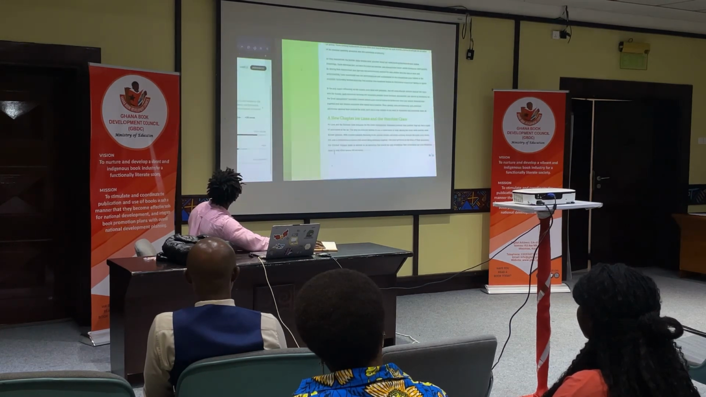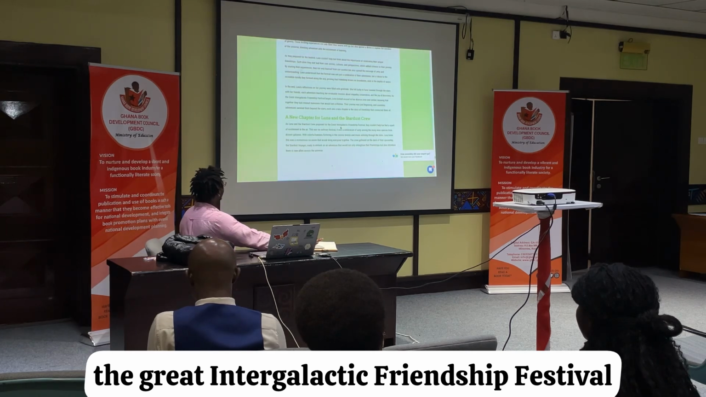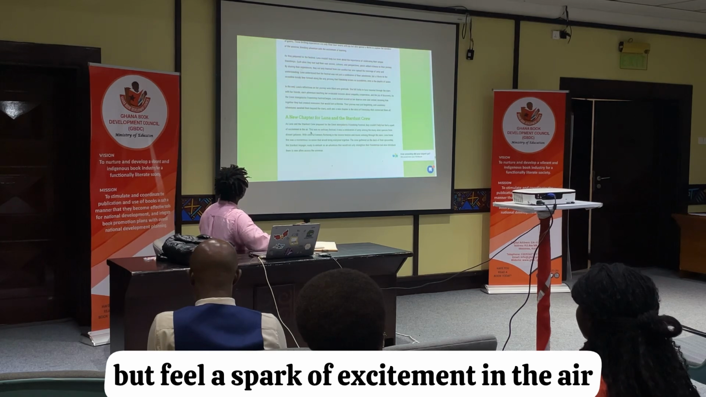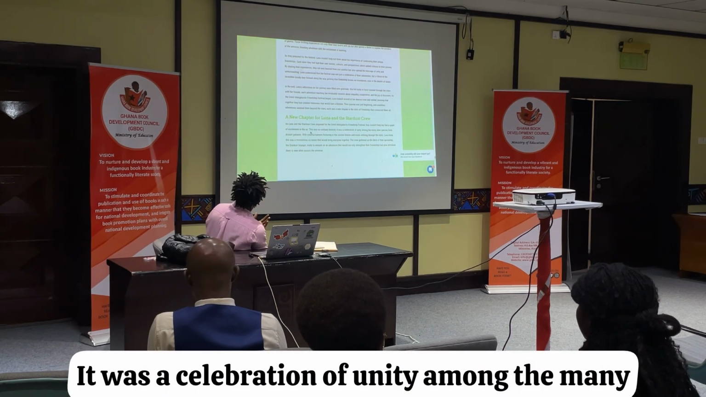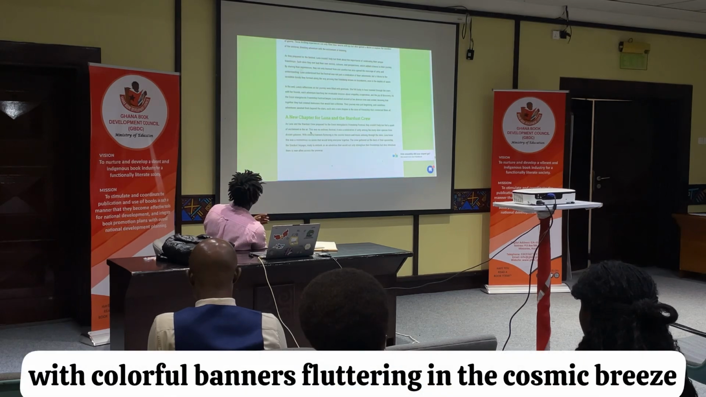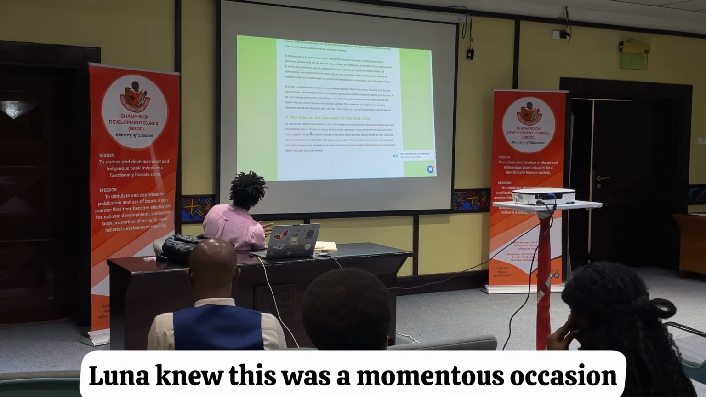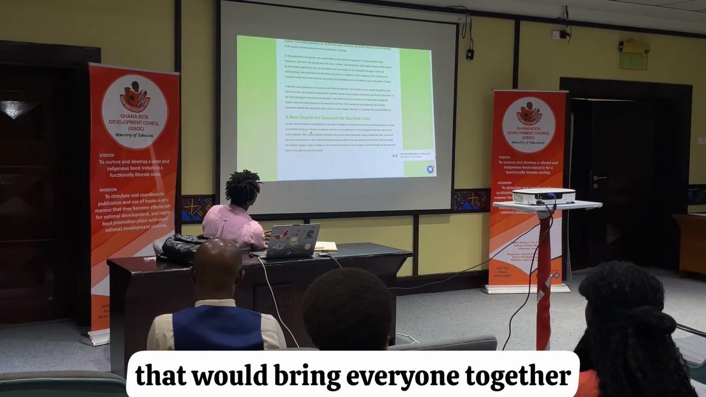As Luna and the Stardust crew prepared for the Great Intergalactic Friendship Festival, they couldn't help but feel a spark of excitement in the air. This was no ordinary festival. It was a celebration of unity among the many alien species from distant galaxies. With colorful banners fluttering in the cosmic breeze and music echoing through the stars, Luna knew this was a momentous occasion that would bring everyone together.